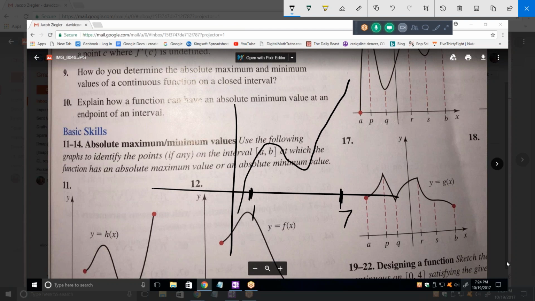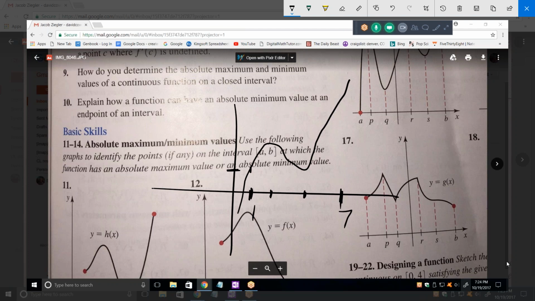4 places I have to examine. Which 4 are they? The endpoints and the local minimums and maximums. In other words, the endpoints and wherever you have local minimums. So I have to examine that point, I have to examine that point, and the 2 endpoints. And when I say examine them, I'm examining the y value.